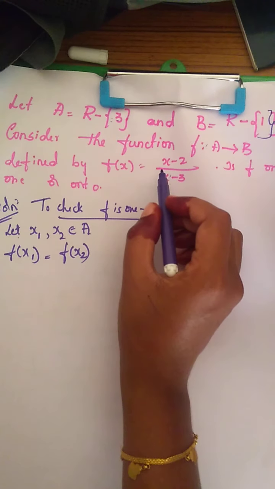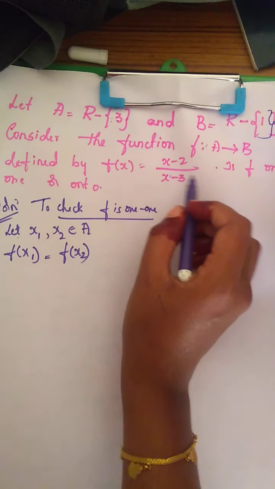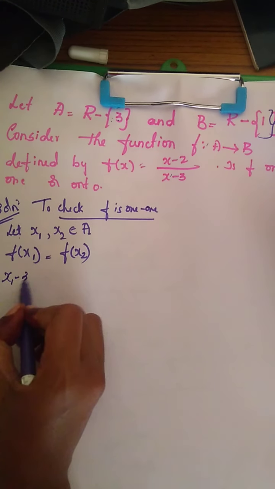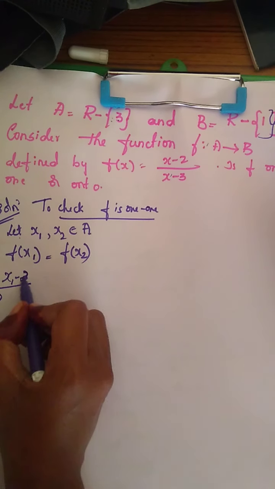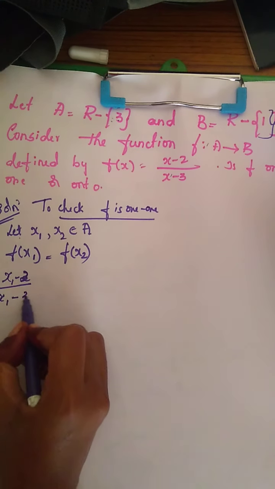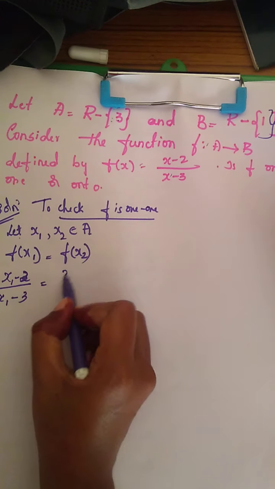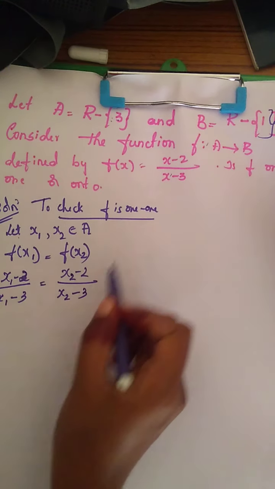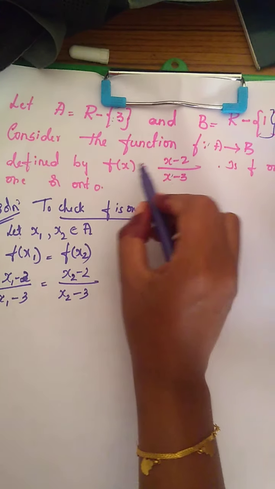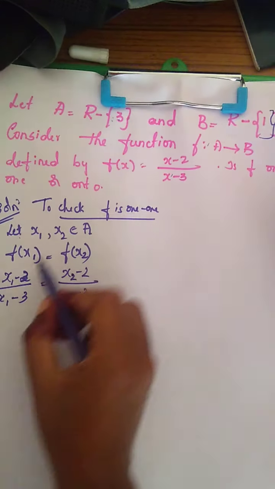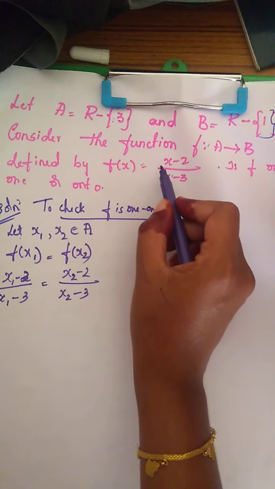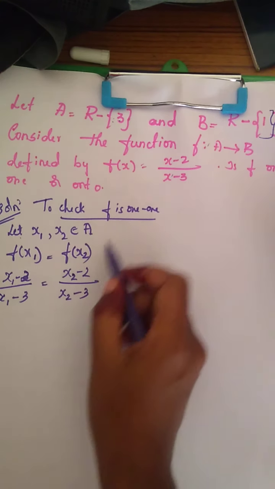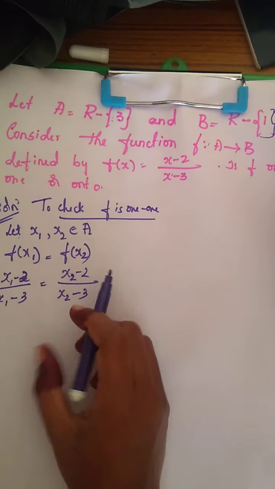But what is f of x? f of x is x minus 2 divided by x minus 3. So f of x1 is x1 minus 2 divided by x1 minus 3. Similarly, f of x2 is x2 minus 2 divided by x2 minus 3.